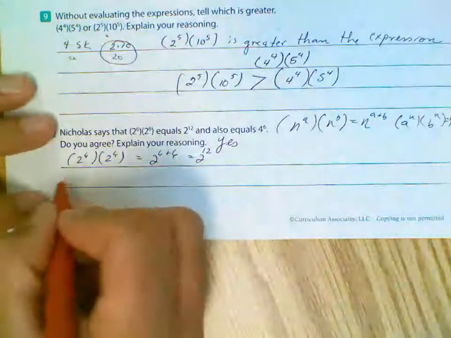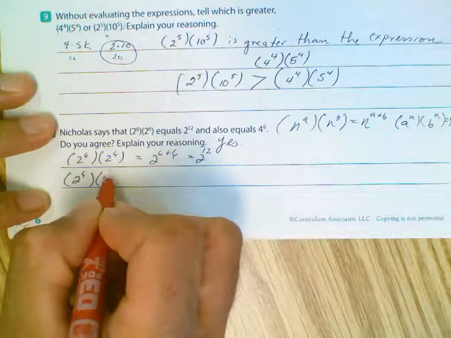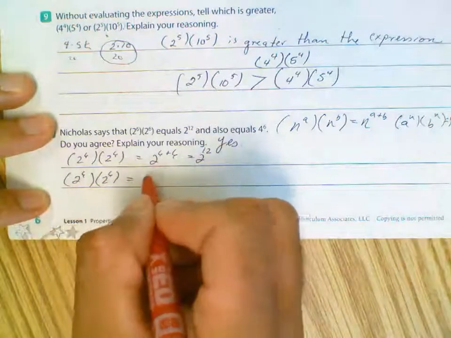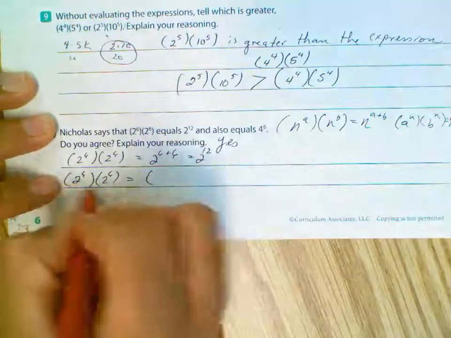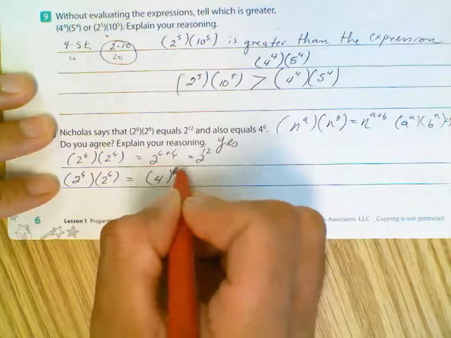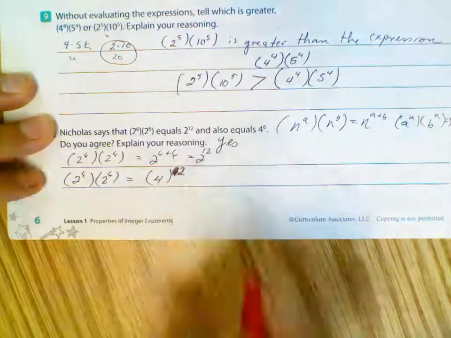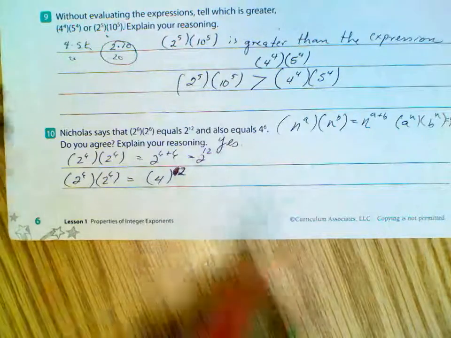And then we're going to have that 2 to the 6 times 2 to the 6 is equal to, we keep the same exponent, and then we multiply the bases. 4 to the 12 is 6 plus 6, 12. Okay? So we get the same solution, okay, in the same problem.